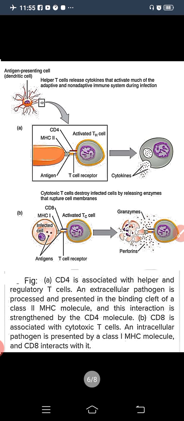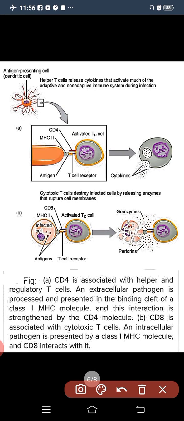So in case of figure A, it shows that CD4 is associated with the helper and regulatory T cells. Okay, helper and regulatory T cells.